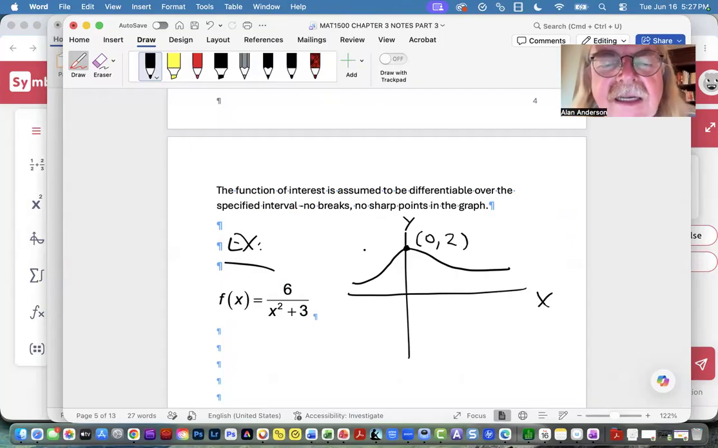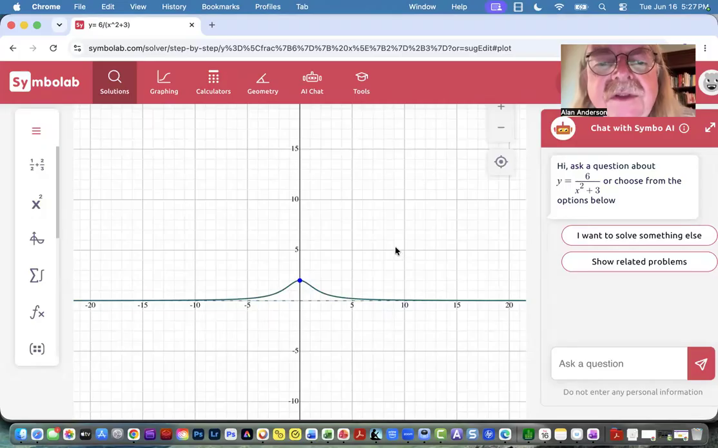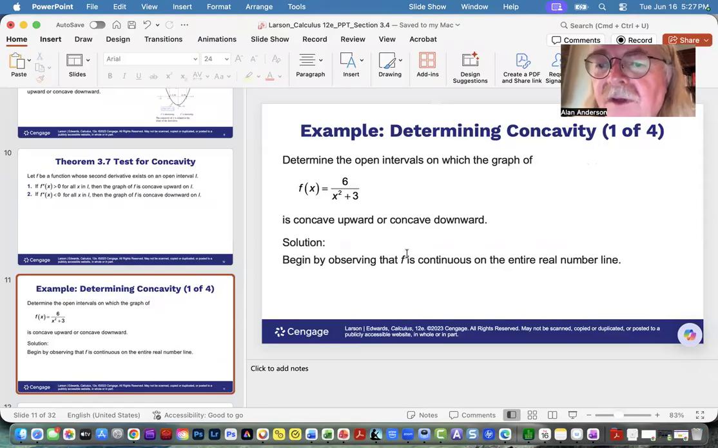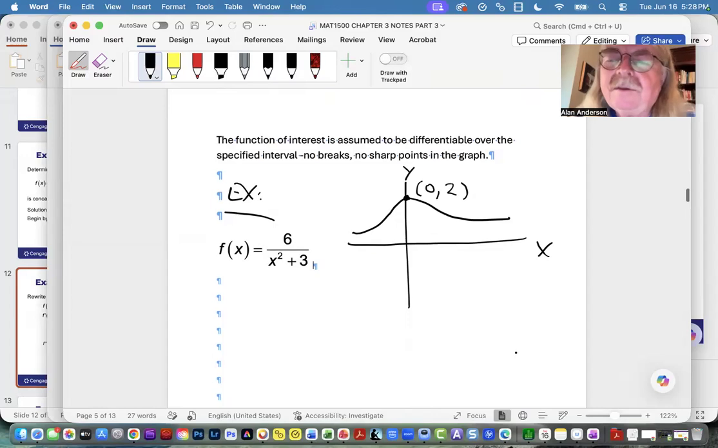All right. So now here, what do they want us to do? Well, they clearly want us to identify any points where the concavity exists, but also where it might change. Now, the other thing too is that this function is continuous in the entire real number line, so we don't have to worry about that. Their strategy is to first find the second derivative. Now that's going to be a bit of a time-consuming process, but we can do it. We know how this works.